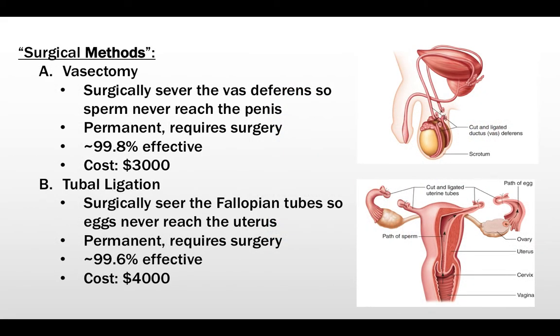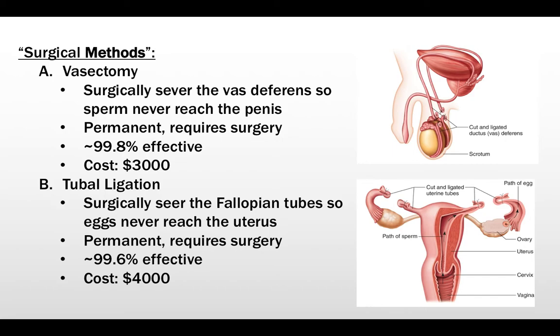Lastly, surgical methods. If we want to make absolutely sure, we're talking over 99% effective, we have to cut the tubes. In men, we surgically sever the vas deferens so that the mature sperm never reach the penis. It's permanent, but it does require surgery, about $3,000.